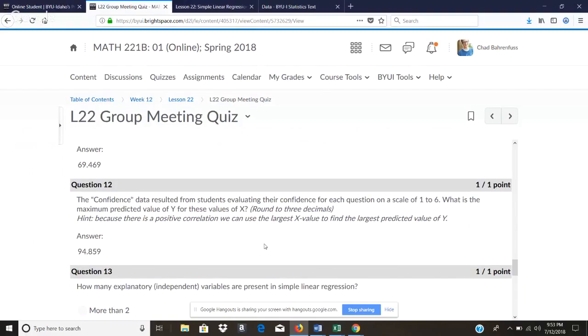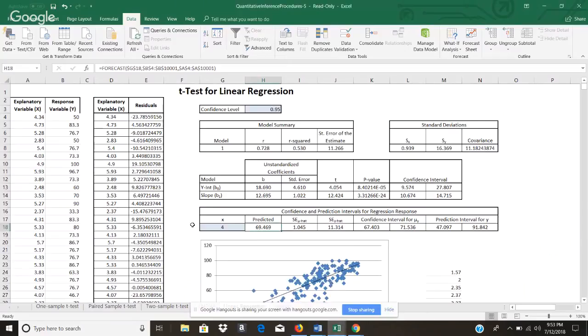And this one I kind of had to sit for a while and think about. It said the confidence data resulted from students evaluating their competence for each question on a scale of 1 to 6. What is the maximum predicted value of y for these values of x? And I gave you a hint, right? Because there's positive correlation, we can use the largest x value to find the largest predicted value of y. So you put this number in, 6, and then it'll change your number. You get 94.859.